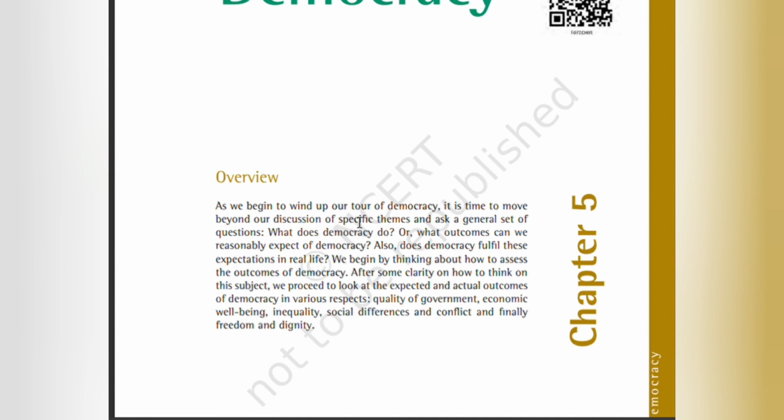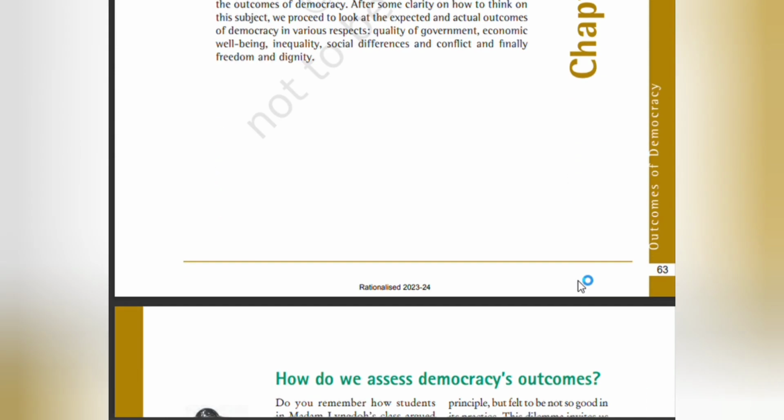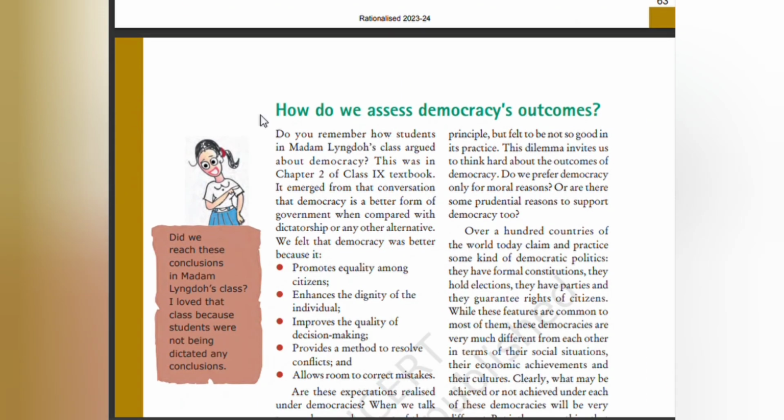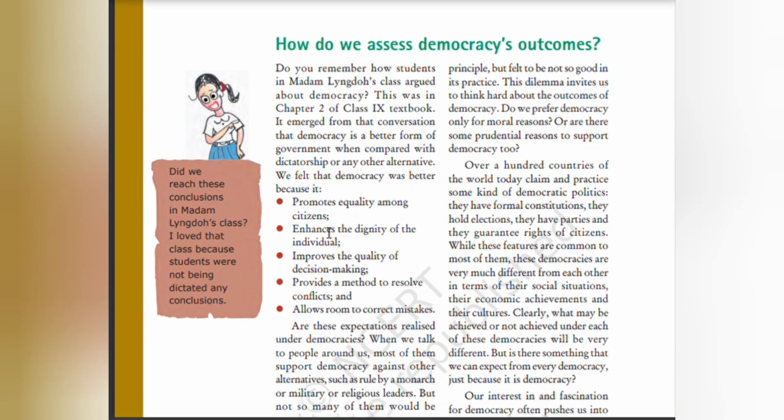We begin by thinking about how to assess the outcomes of democracy. After some clarity of how to think on this subject, we proceed to look at the expected and actual outcomes of democracy in various aspects: quality of government, economic well being, inequality, social differences and conflict, and finally, freedom and dignity. How do we assess democracy's outcomes?